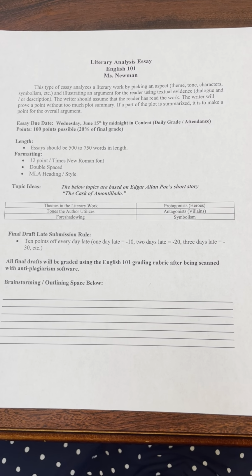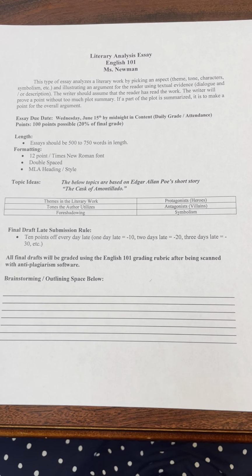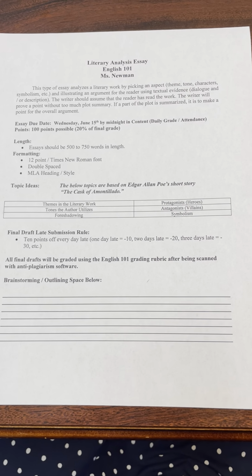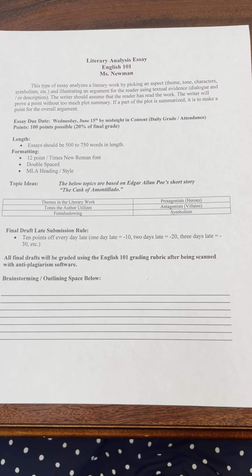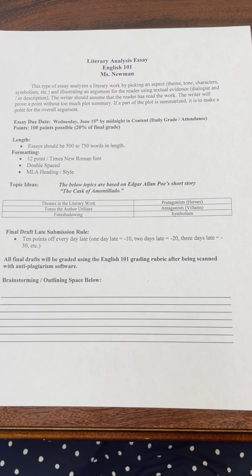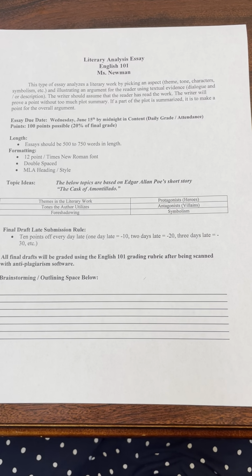This type of essay analyzes a literary work by picking an aspect, so that could be a theme, tone, character, symbolism, etc., and illustrating an argument for the reader using textual evidence, so that would be dialogue or speaking between the characters, and or a description that the author provides of the setting or the situation.